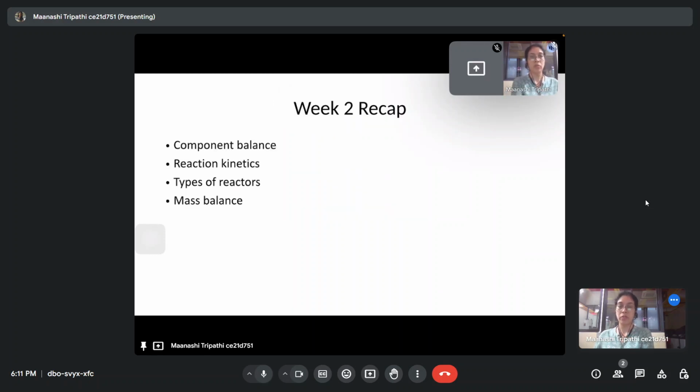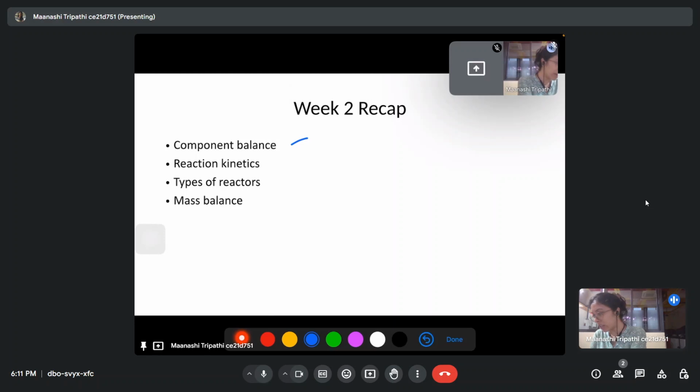So week 2, this is a recap of week 2. This week was all about component balance, reaction kinetics, types of reactor, and mass balance. So we will see all these four one by one.